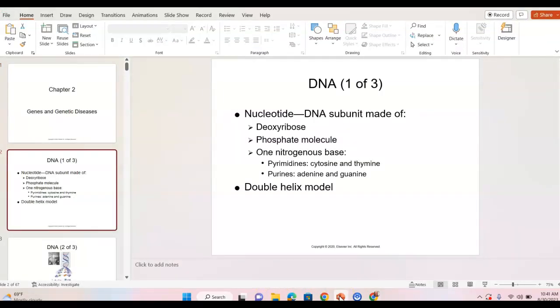So genes and diseases. So DNA is that structure that I showed you, and it has the phosphate molecule, which with the sugar creates those uprights that are the handles on which you would hold as you go up the ladder. And then the nitrogenous bases, the pyrimidines are cytosine and thymine. Purines are adenine and guanine.